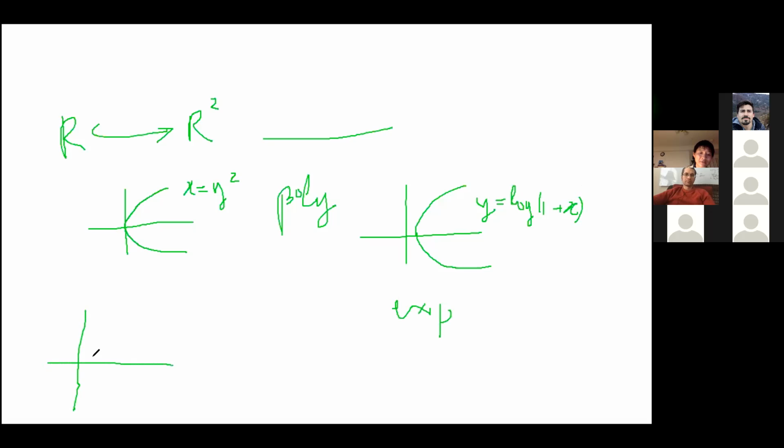What is a folding? Folding is like this. You see, I have points here, P and Q. In the induced distance it is very short, but if you move along the length, this is quite long. So this is a folding.